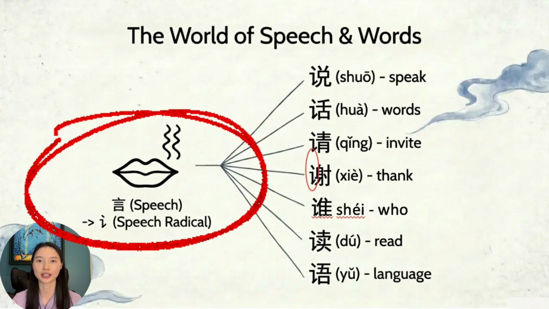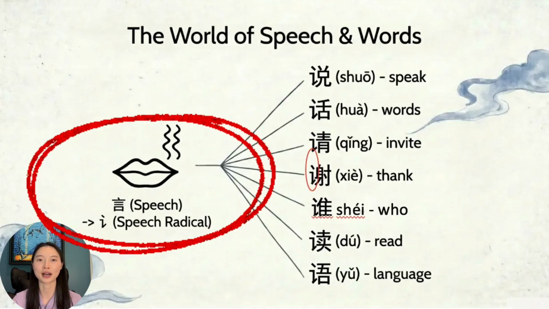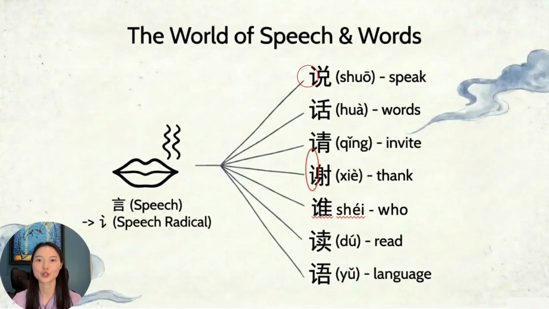言 the speech radical. Any character with 言字旁 is about speaking and language. 说 to speak, 话 words, 请 to invite. There it is again from the qing family. 谢 to thank, 读 to read aloud, 语 language, and many more. Like 谁 who. When you see 言字旁, think something to do with words.